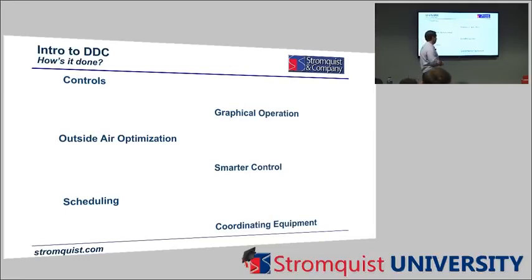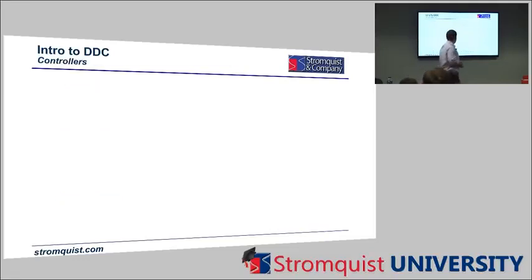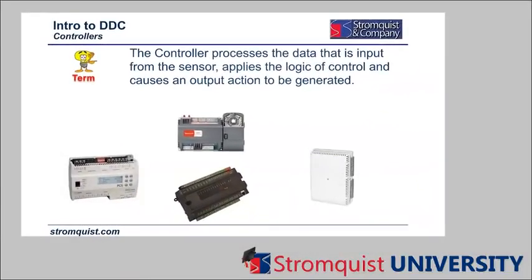We talked about coordinating equipment and smarter control. All right, so let's jump into the lifeblood of what brings a DDC system together. Our controllers. Manufacturers a lot of times are going to make all different types of controllers for all different types of equipment. And it's a constant race to determine which controller is better and which is different, and what's your price per I/O count and all this kind of good stuff. But the controllers are the lifeblood of your system.